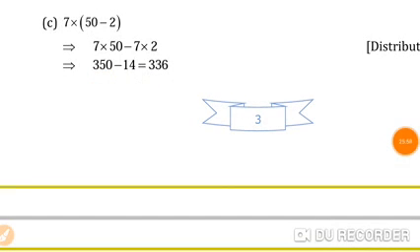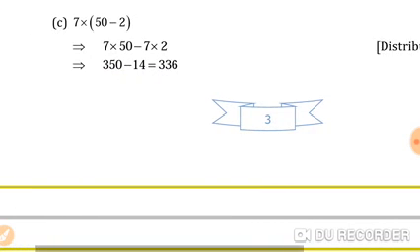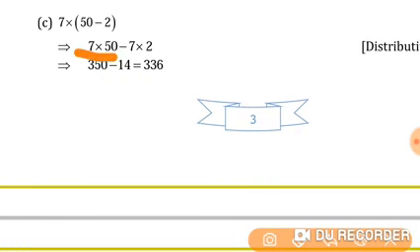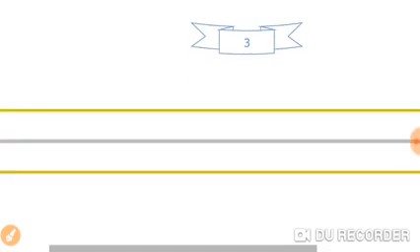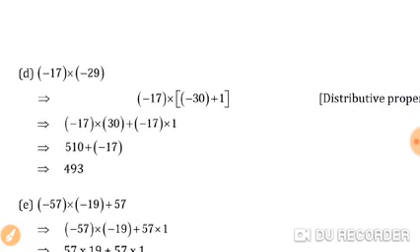See here also, the distributive property on subtraction. So you can choose any way. I have distributed the 7 to 50 and also to 2: 7 into 50 minus 7 into 2. 7 into 50 is 350. 7 into 2 is 14. Just subtracting gives 336. It is also the distributive property of subtraction.